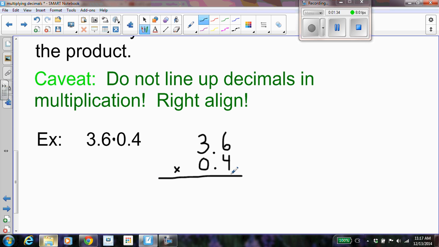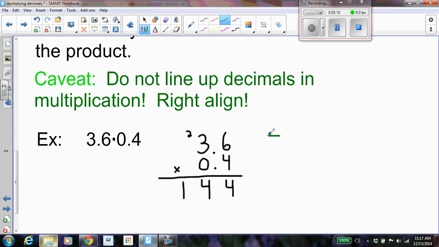We write aligned. Okay, now we're going to multiply. 4 times 6 is 24. I regroup the 2. Then 4 times 3, which is 12, plus 2, which is 14. So I'm going to put my 1 there and my 4 there. Now, I don't have to do the 0. 0 times 6 is 0, 0 times 3 is 0. I don't have to do that, so I'm not going to actually do that multiplication.